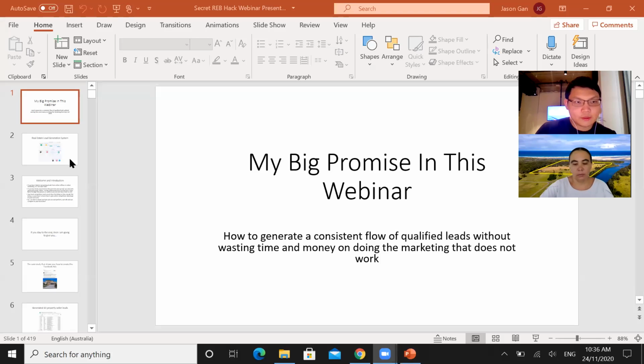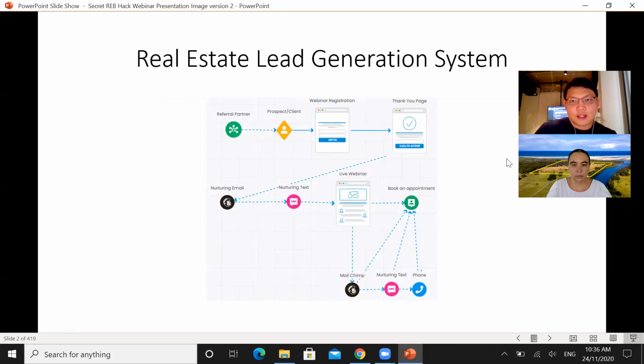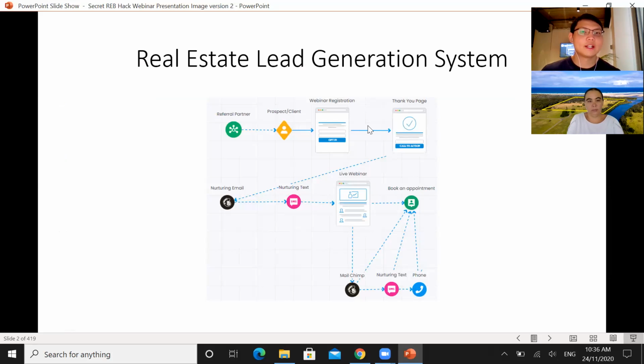Okay, I'm going to share my screen so you know what we are up to. Can you see my screen? Yeah. Okay, so what we are trying to build in the program is your real estate lead gen system. That's just the goal, if you look at it in a really simplified way.